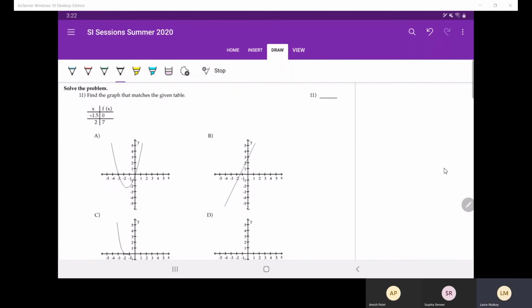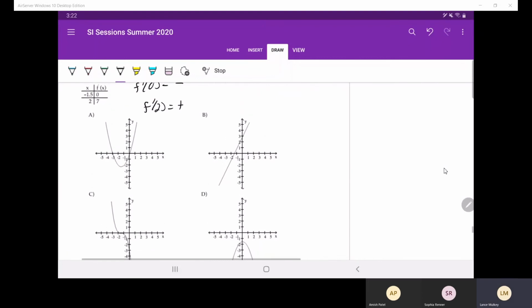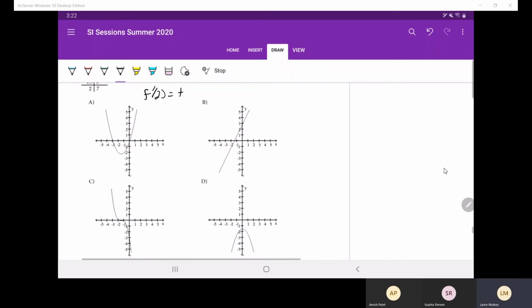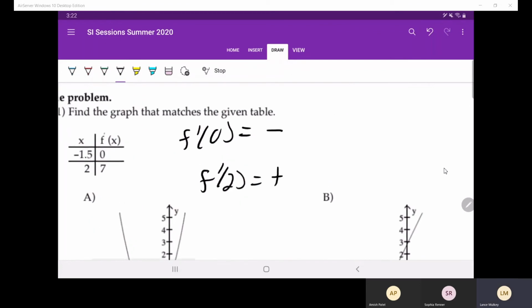Find the graph that best matches the table. So it's decreasing until f prime is 0, and increasing when you get to f prime of 2. So it changes direction once. And this is the derivative, right? Assuming that means prime.